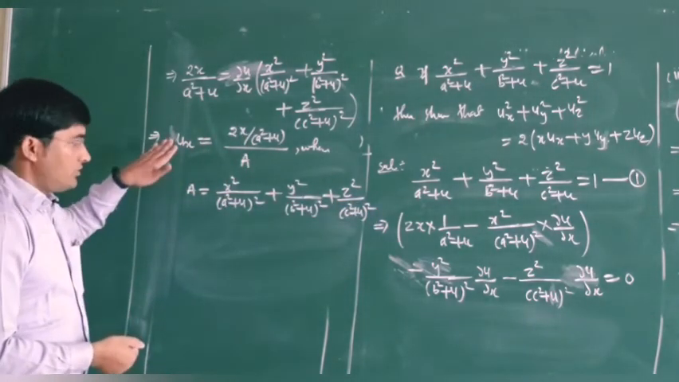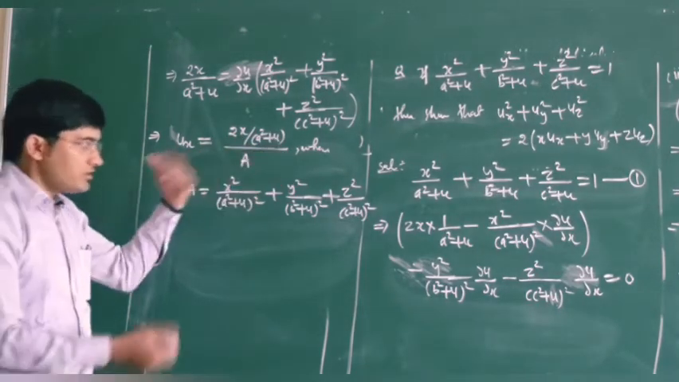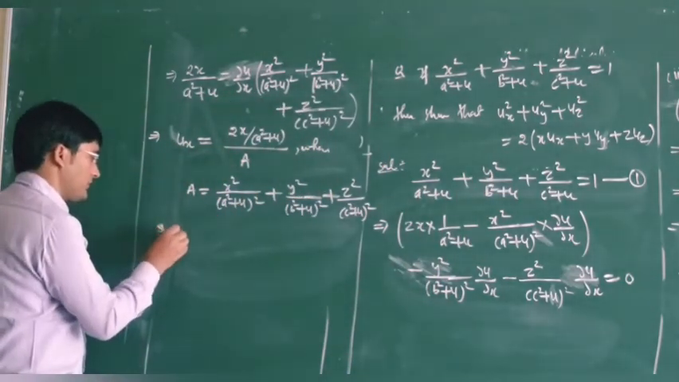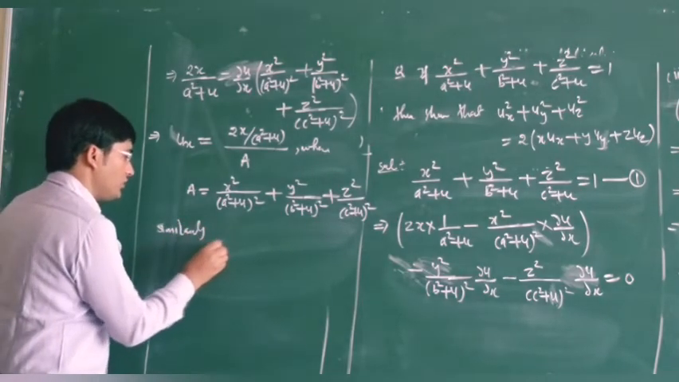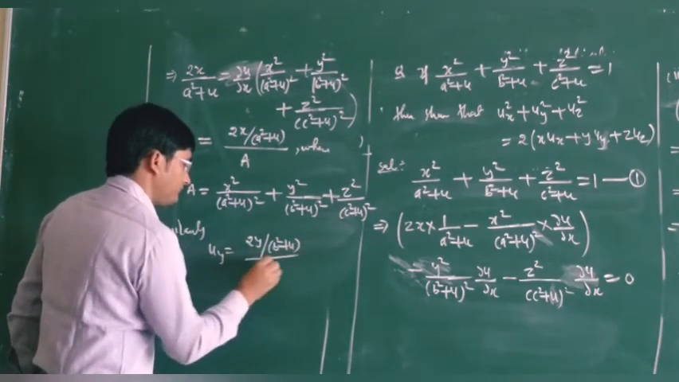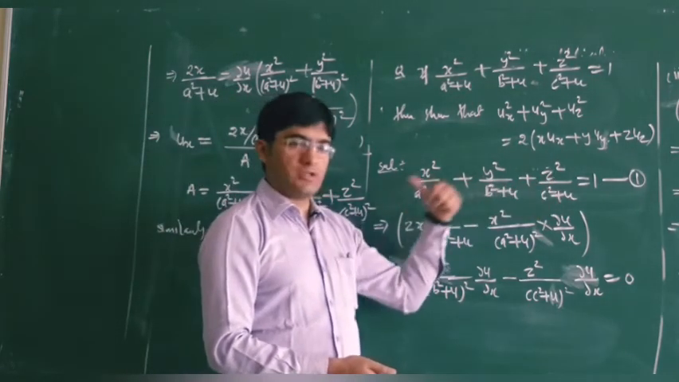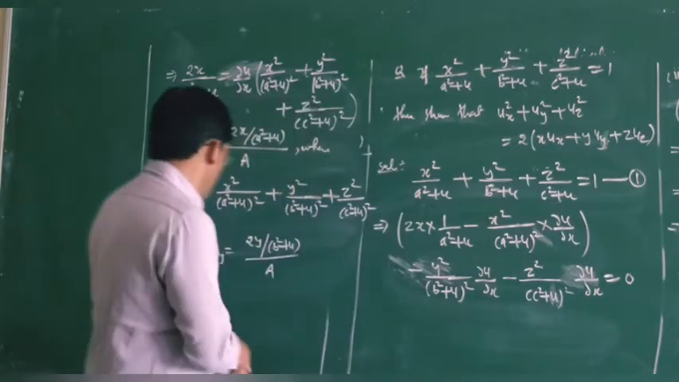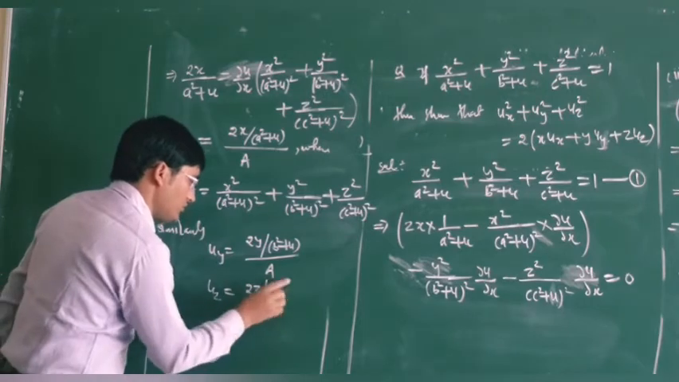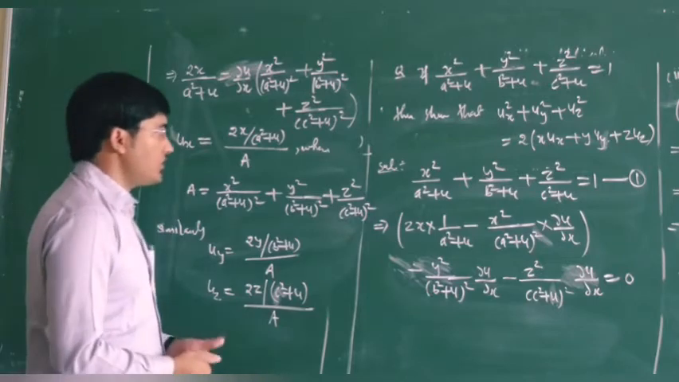Now, on partial differentiation with respect to x, we are getting 2x divided by (a²+u) upon A. Similarly, if we differentiate with respect to y, our ∂u/∂y will be 2y/(b²+u) divided by A. In a similar fashion you can solve this, because x, y and z are symmetrical to each other, and similarly a, b, c are symmetrical. So u_y and u_z will be 2z/(c²+u) upon A.